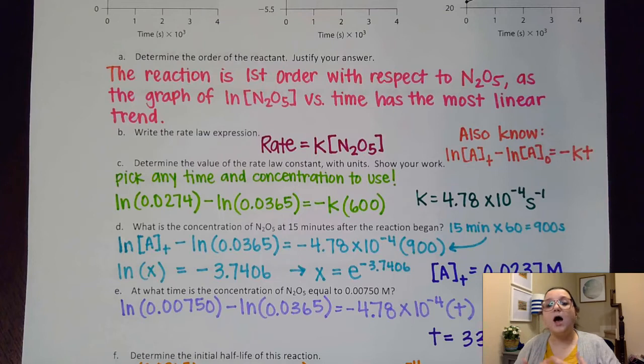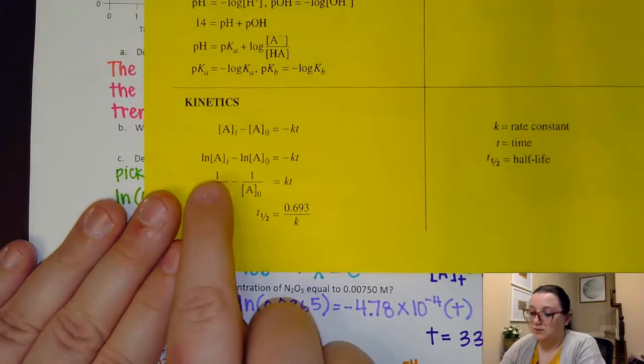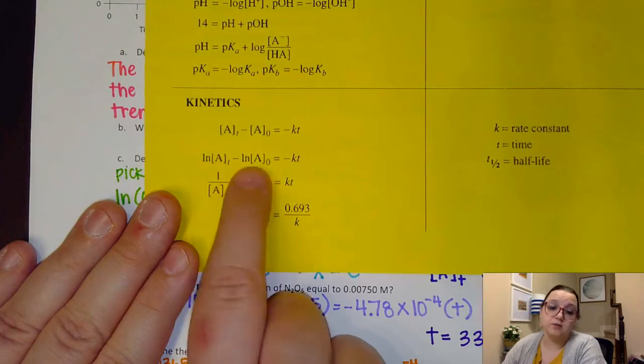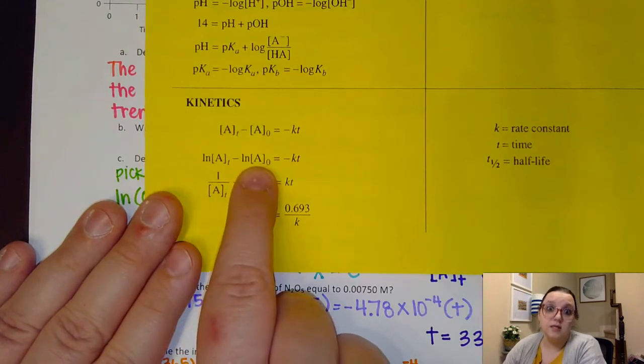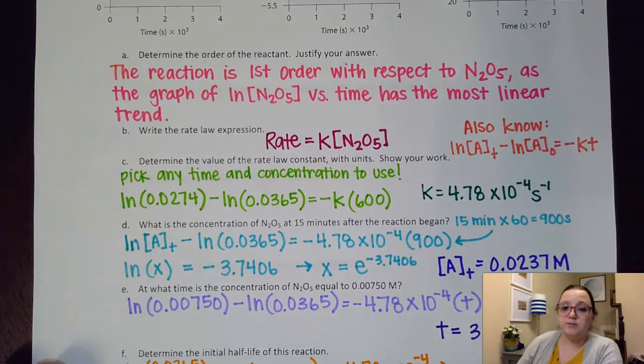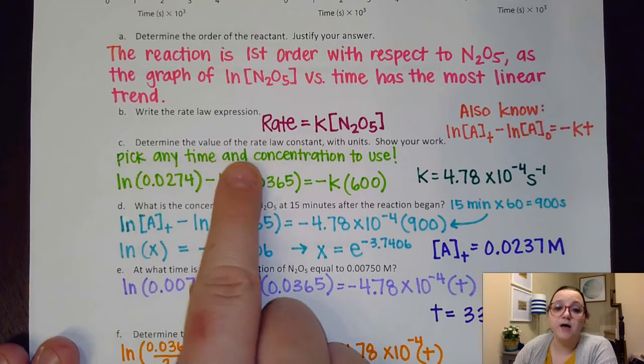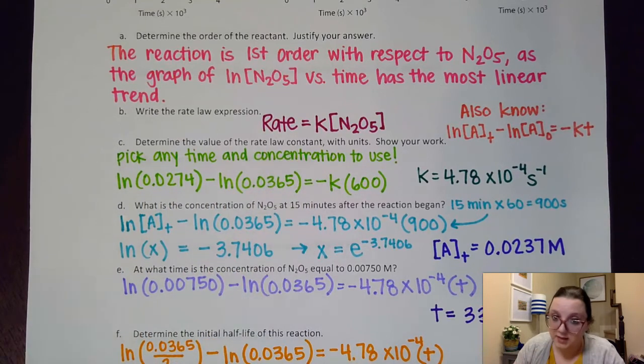So this is where I would want to select the correct integrated formula to use, just like we did on those previous problems. So as a reminder, because we said the natural log graph was the straight line, this is the integrated formula that I would want to use to solve all the rest of these problems. So now the next question says, hey, determine the value of the rate law constant, which is k, with units. And it wants us to show our work.